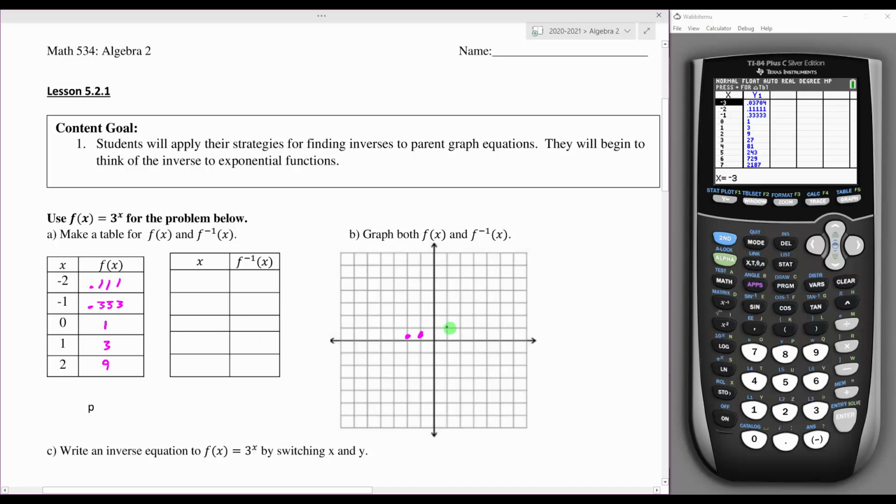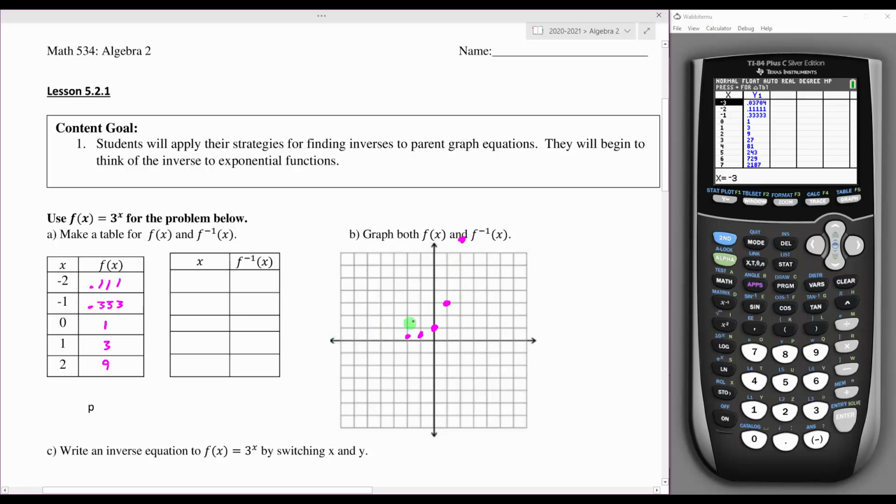And then our next point's at 0, 1. And then 1, 3. And then 2, 9. So I'm going to go right to 6, 7, so 9 would be like somewhere up here, a little bit off the graph, which is okay.